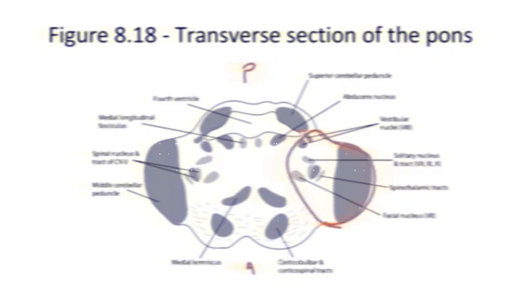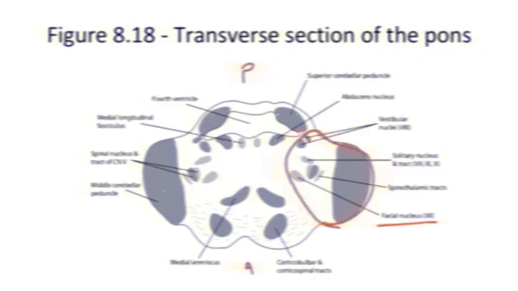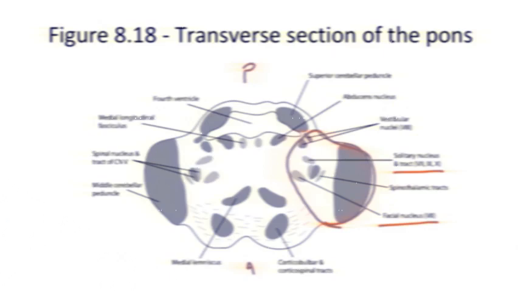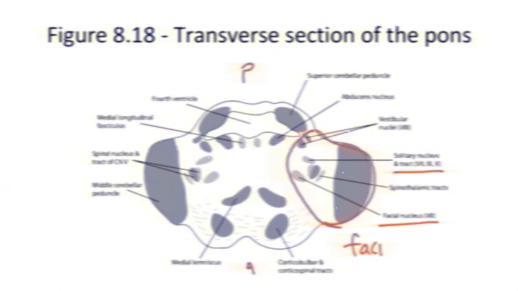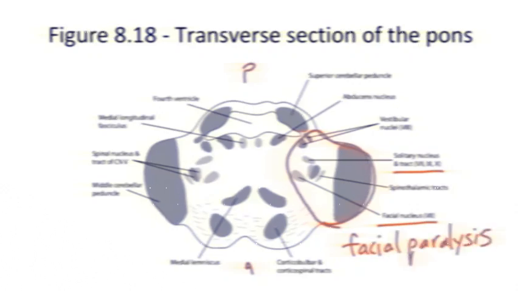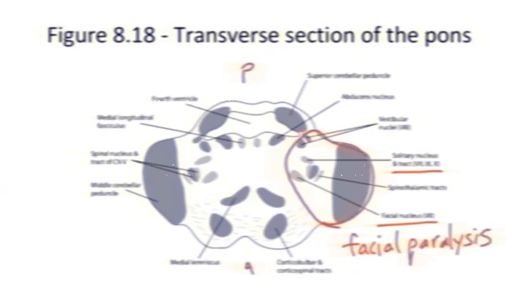For this syndrome, it's most important to remember that the facial nucleus and the solitary nucleus are damaged. Damage to the motor aspect of the facial nucleus will result in total ipsilateral facial paralysis. Recall that the solitary nucleus contains sensory information from cranial nerves 7, 9, and 10.